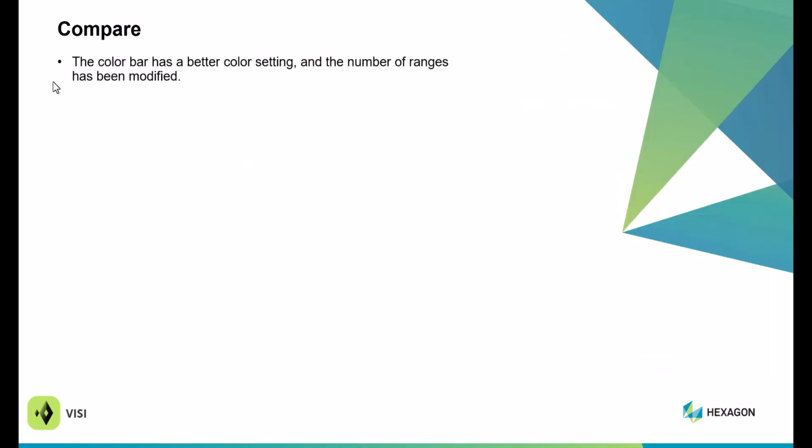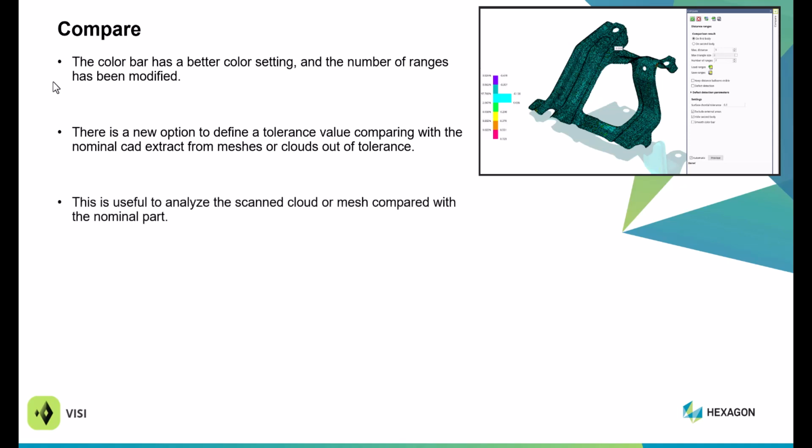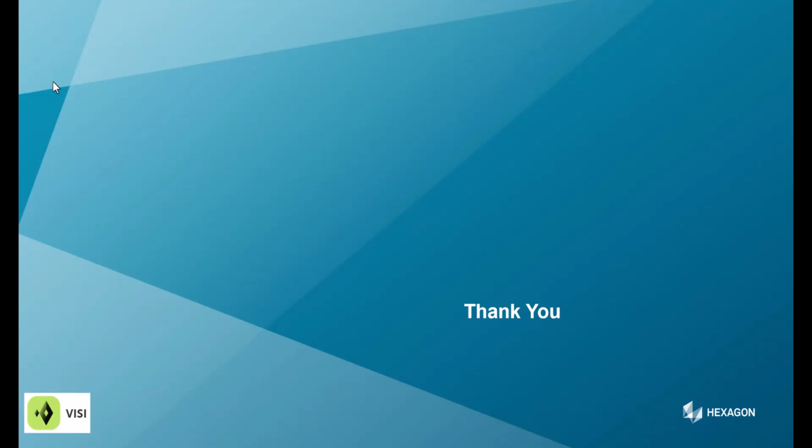Within Compare, the color bar has been enhanced to be able to select the number of color ranges that have been modified. This new option allows you to define a tolerance value, comparing with the nominal CAD, and extract from the mesh or cloud what is out of tolerance. This is useful for analyzing the scan cloud parts or mesh compared with the nominal parts. The system creates the cloud or mesh where the user can see the areas out of the set tolerance.